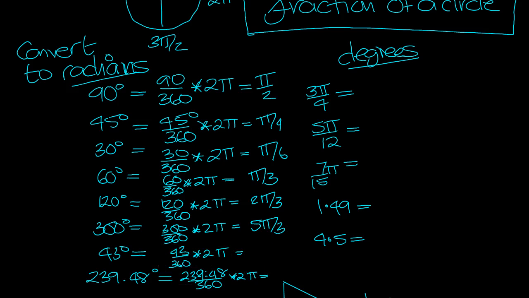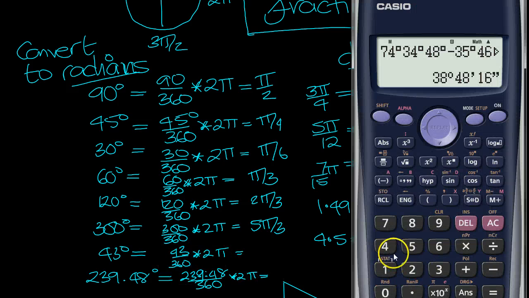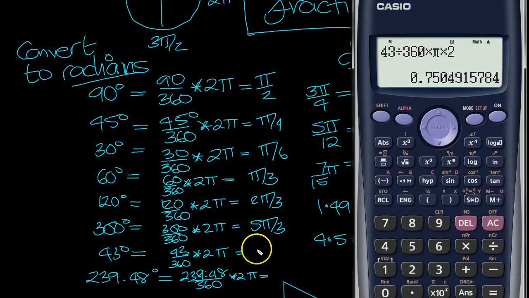Now 43, let's use your calculator to get the decimal here. 43 divided by 360 times 2 pi. There we go. Get the decimal, 0.75 to 2 dp.